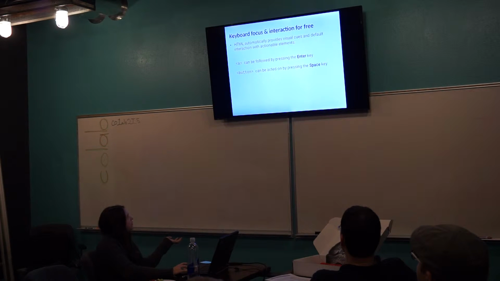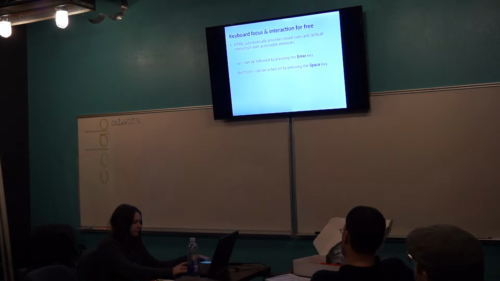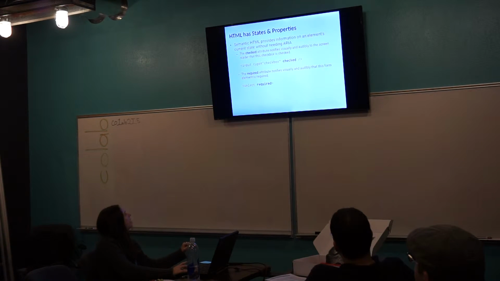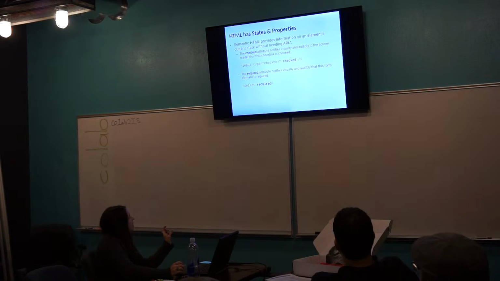Basically, if you use a button, the keyboard focus and interactions come for free. So HTML automatically provides those visual cues and the default interactions. Links are always followed by pressing the enter key, and buttons are always acted upon by the space key. And you also get the information about these elements, like their current state, without needing to add ARIA roles. So if you're using real checkboxes, you can already put checked on there. If you're using select, you can already put that it's required. So you don't need to add extra ARIA on top of it. Just the HTML alone will be enough.